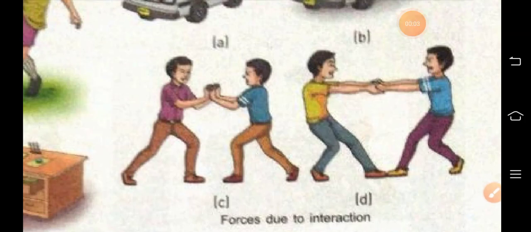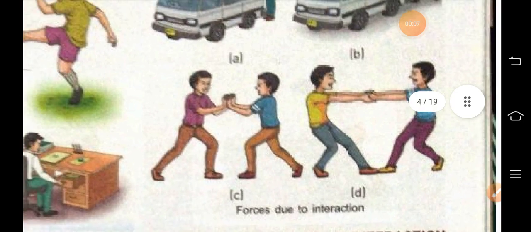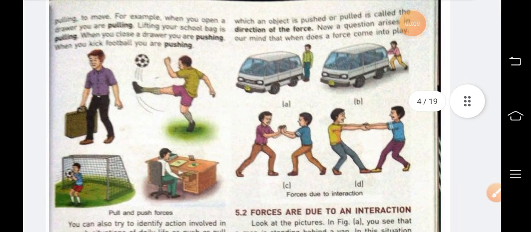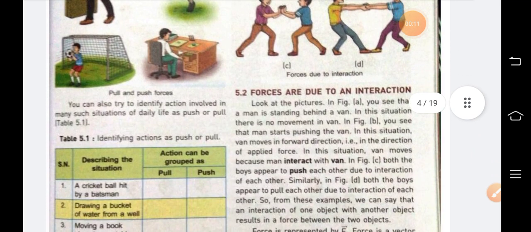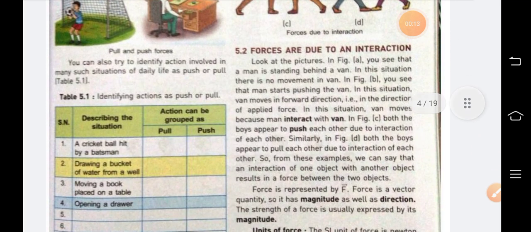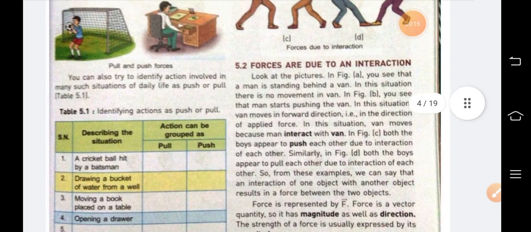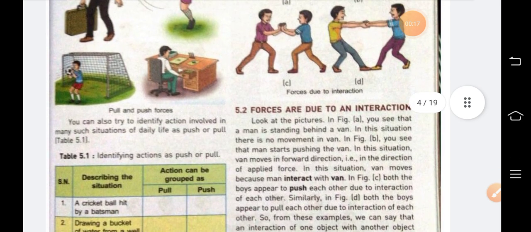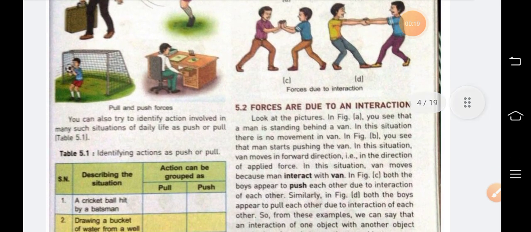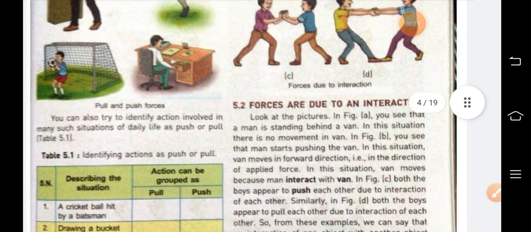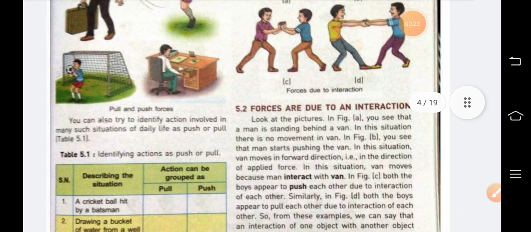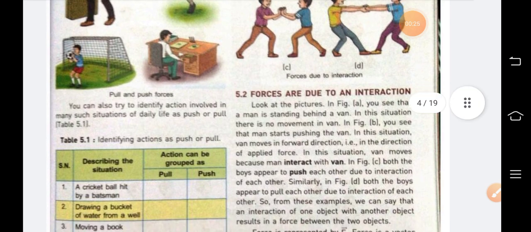The last example was left in the previous video. So the last example, that means D, is both the boys appear to pull each other. And why are they able to pull? Because there is interaction between them.